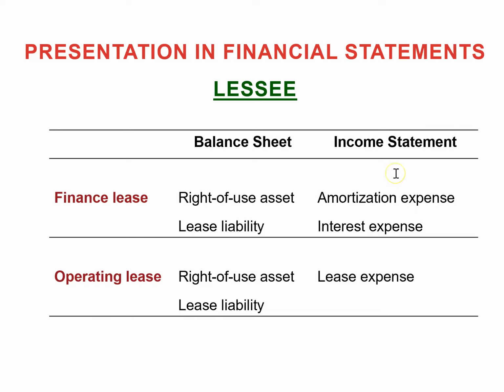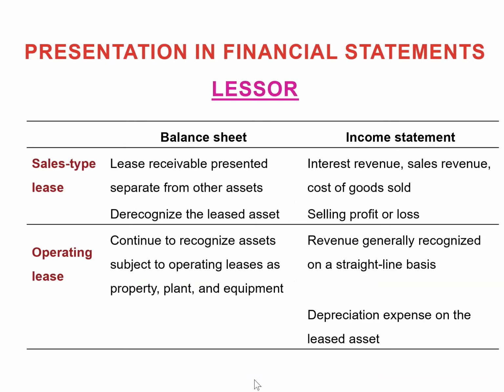Now, how will a lease impact the lessee's income statement? You remember the lease payment for a finance lease, we split it into interest expense, and the remainder of the rental payment or installment we show as amortization expense. On the other hand, for the fixed installment or lease payment in the case of an operating lease, the lessee just shows it as a lease expense. This is how the lessee's financial statements will be impacted because of a lease. No matter whether it's a finance lease or operating lease, you see the balance sheet impact is the same.